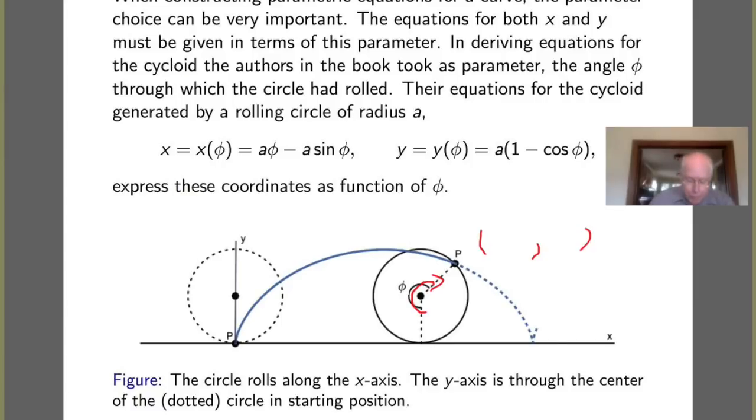They came up with these equations, x given by a times phi minus a sine phi, and y equals a times 1 minus cosine phi. And these express the coordinates of the point P at any given time.